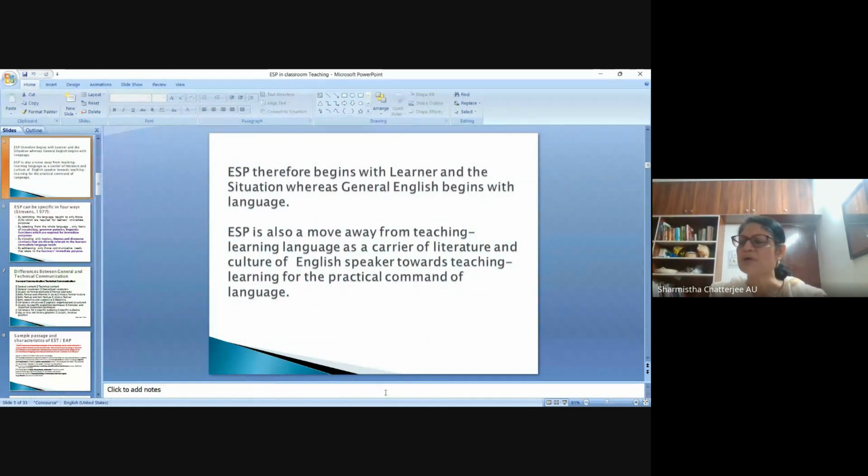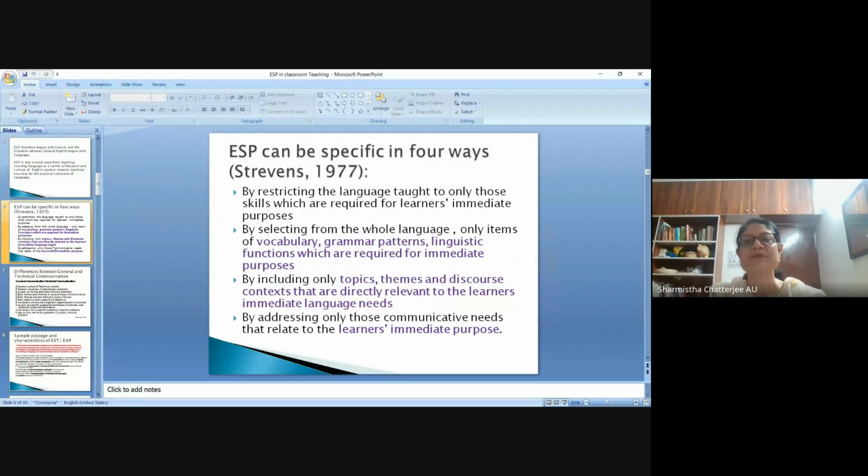So what exactly is ESP hinting at? By now we know that ESP is basically hinting at using a practical language, English in this case, and the learner's needs. So we will cater to the learner's needs. This is from an expert, Stevens, 1977, although this is very relevant. So I will be gearing my talk with you accordingly.